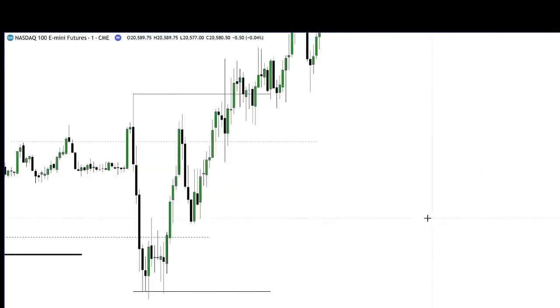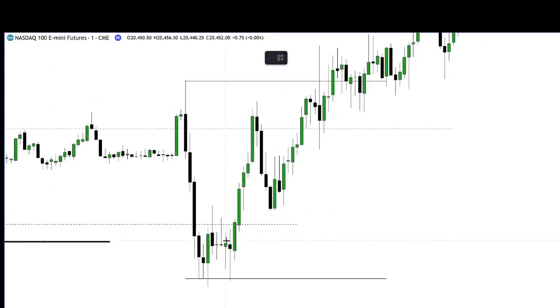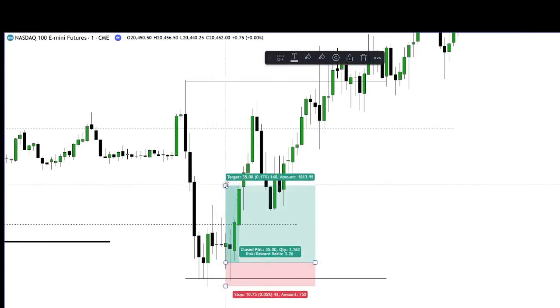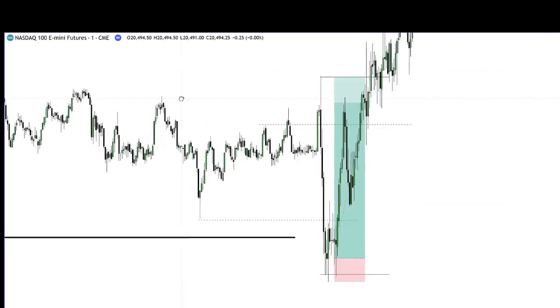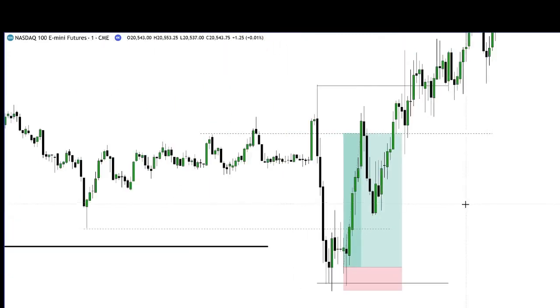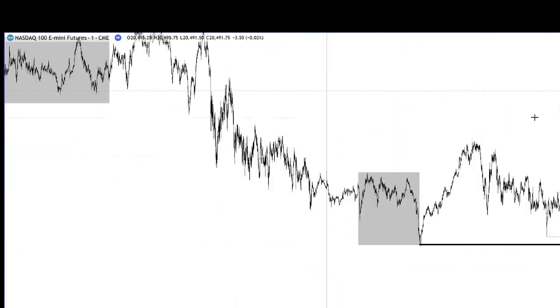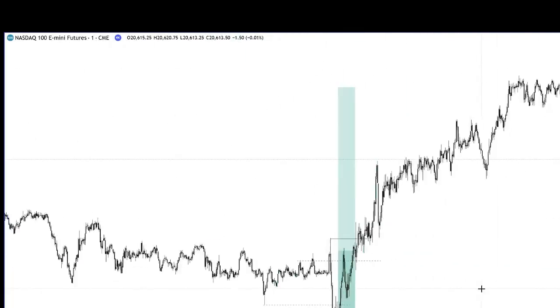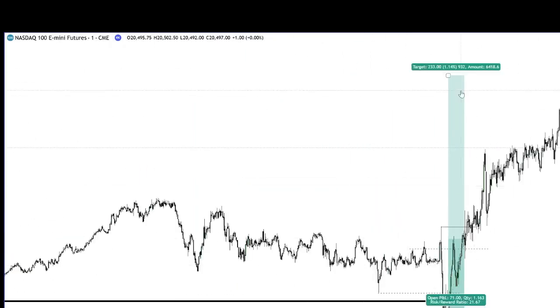You can see your entry would have been here, right around here at the rejection wick. Stop loss at the lows. TP at the 8 a.m. candle range high, which is right over here. Okay? And that is that. Now, could you have aimed for higher targets such as these? Absolutely. Depending on your size, you can aim for these targets.